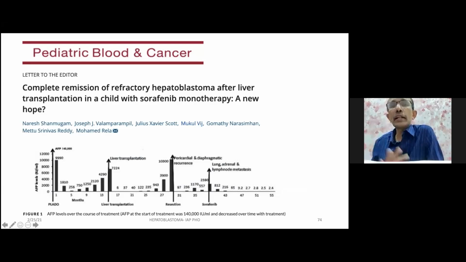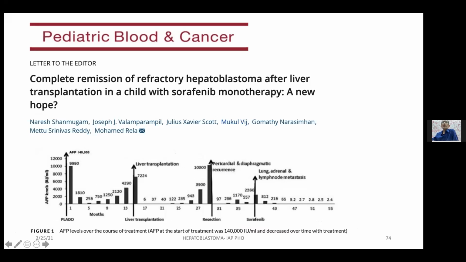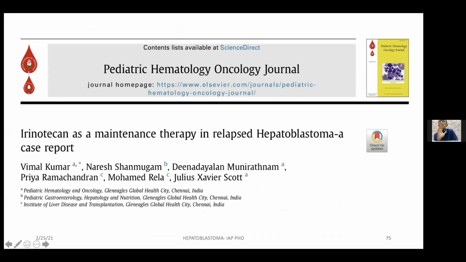I have also tried 7 or 8 times. The child, nobody has responded. So that is one thing which is not explained, why that child who had multiple relapses post-transplant responded to sorafenib. Next slide. So there is a role of sorafenib probably in hepatocellular carcinoma, but not in hepatoblastoma.